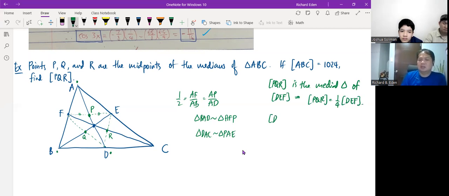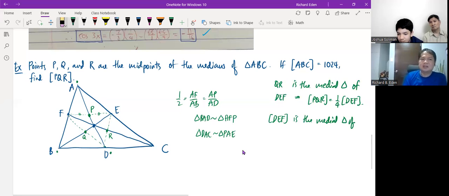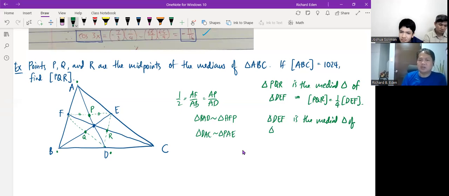And then DEF is the medial triangle of, wait, actually, when I refer to something as being the medial triangle of something, I'm not referring to the areas, but rather the triangle itself. So triangle PQR is the medial triangle of triangle DEF. Then triangle DEF is the medial triangle of triangle ABC.